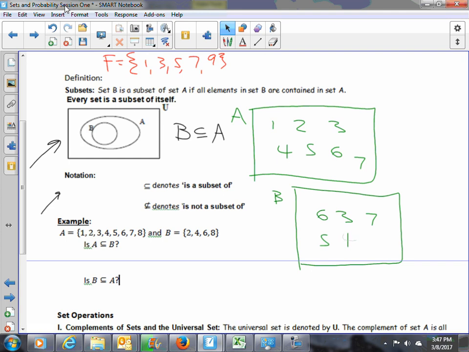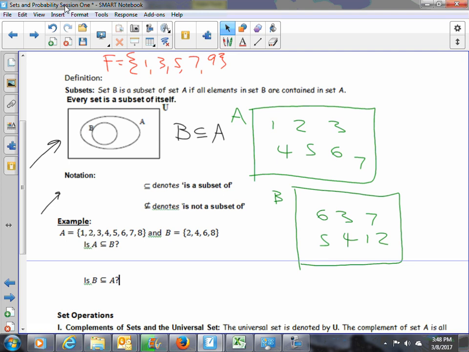Now, the one question you might be asking yourself is, what if every element that's in A is also in B? Notice in this particular case, A and B are the same. We would still say that B is a subset of A. There is a distinction when you have a set B that's a subset of A and there's something that's in A that's not in B. We would say B is a proper subset. But in this case right now, B is just a subset of A.